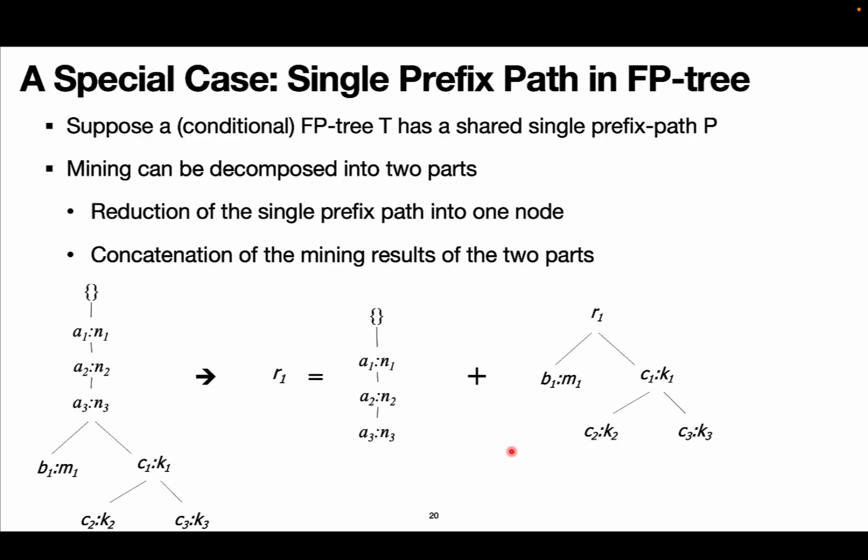Optimization techniques like decomposing the FP tree can improve the runtime performance. For example, if the tree has a prefix, it can be reduced to a single node. Then we can carry out the computations, find the frequent patterns, and then concatenate the prefix part. And this technique lends itself to parallelization.